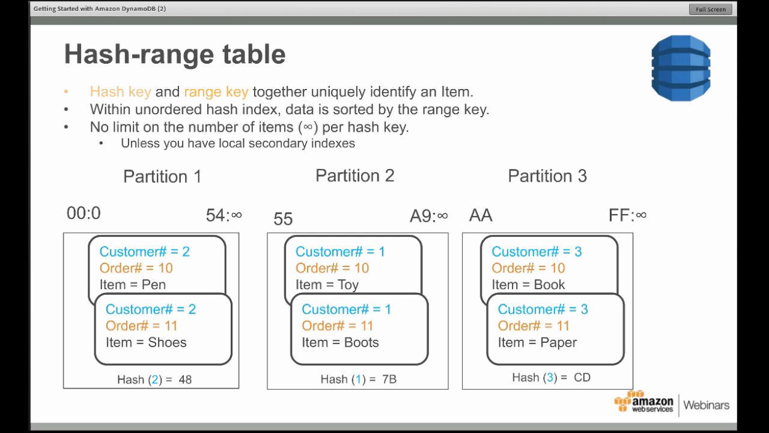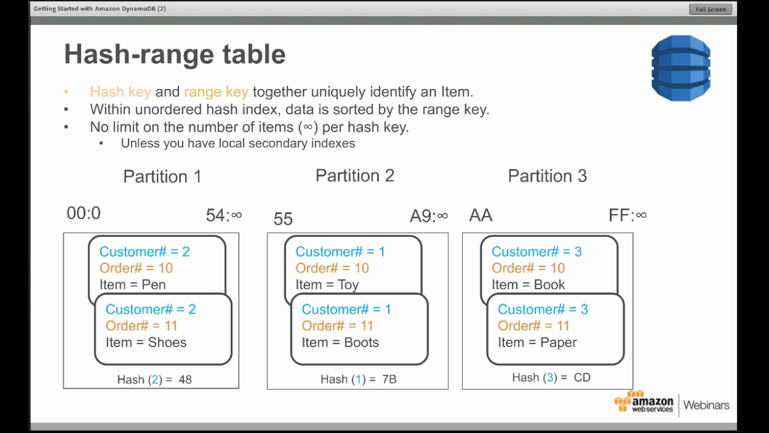When you have a range key associated with your hash key, we're going to store the range key index alongside the items in the table, but we're going to create an ordered index. Essentially the hash index is unordered, but the range of values for those hash keys are ordered. Looking at partition 1, we have customer number 2, which is in that particular key space of the hash table. But the orders for that customer, order 10 and order 11, are actually stored in order.